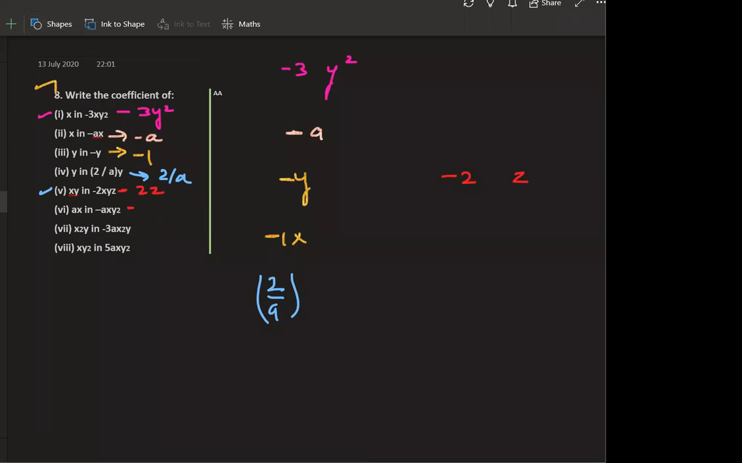Okay, next, ax in minus axy square. Minus axy square and coefficient of ax. Okay, coefficient of ax. So remove a and x, you will get minus y square. This is the coefficient. Got it? Do the other two.